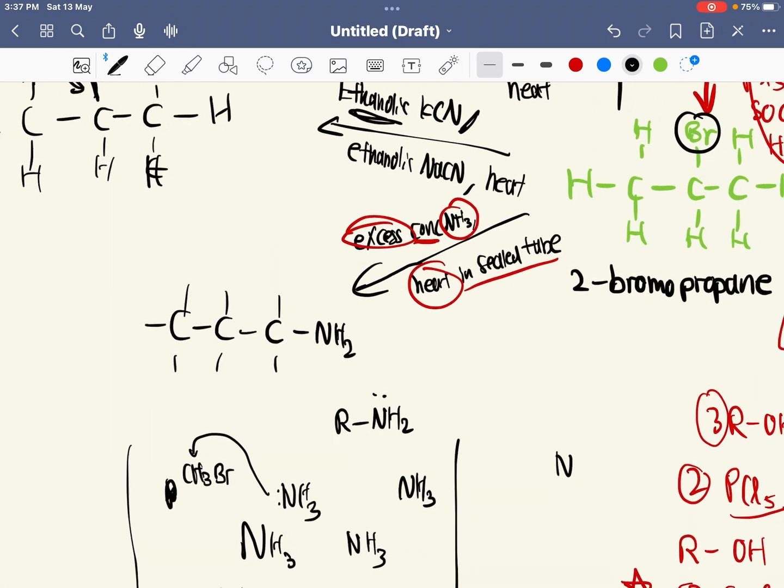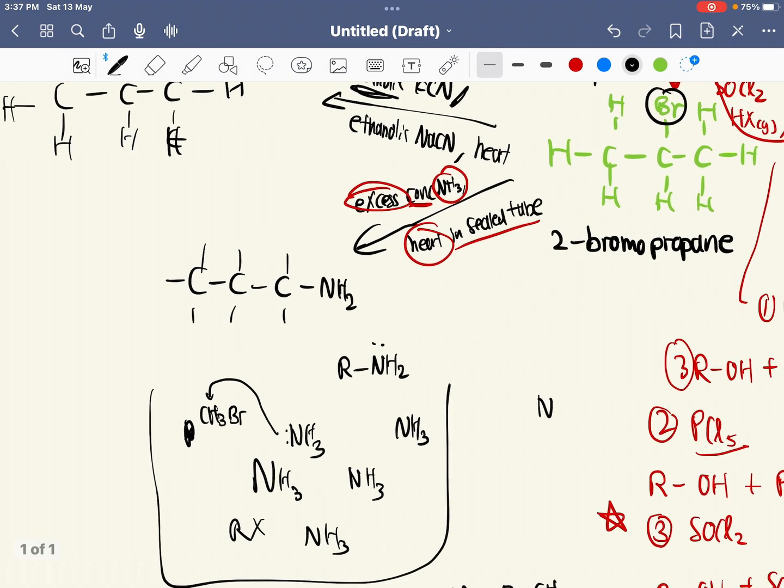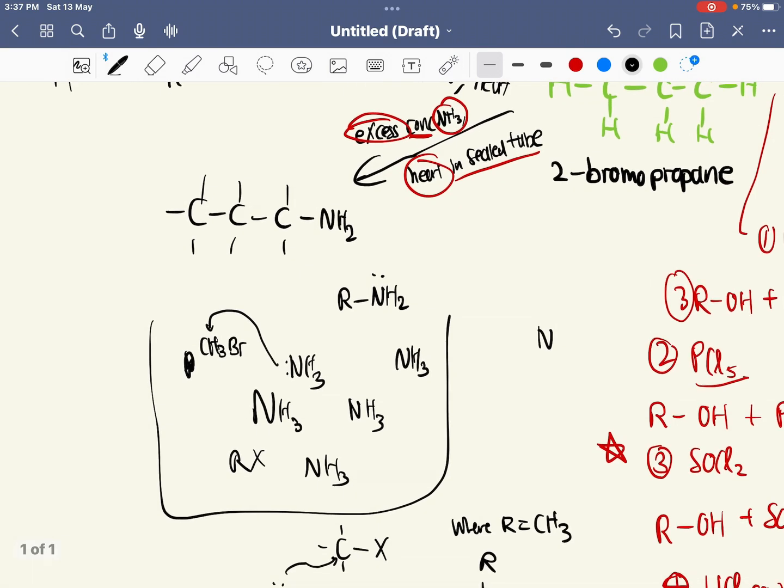The part that I underlined is not really crucial when it comes to stating the reagent and condition, but if you want that additional clarity, there's no problem with that. So it's excess concentrated ammonia, heat in sealed tube, to form our primary amine.